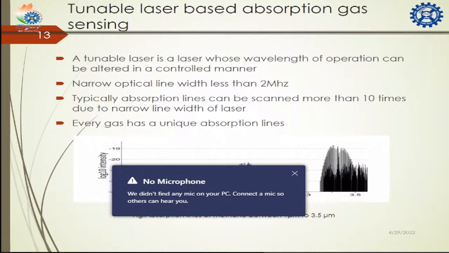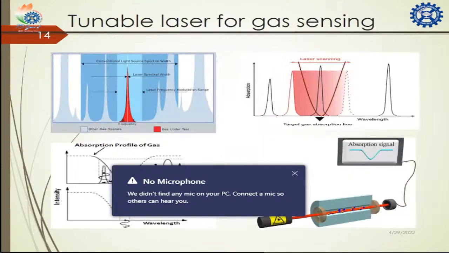Suppose we want to target the 1.5 or 1.4 micrometer absorption lines of methane. In order to do that, we need a laser with a central wavelength around this wavelength. So this is the basics of how absorption gas sensing uses tunable lasers. I'd like to go into more detail on how we can sense these gases. The gas absorption profile looks like this, as we see from this graph.